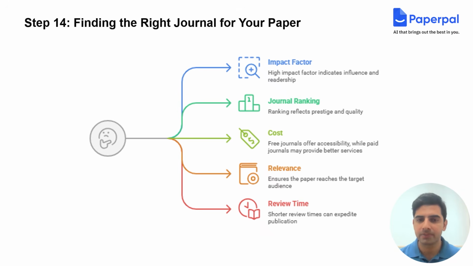The journal ranking, is it Q1, is it Q2, is it Q3? Then the cost, whether I have to pay money to have it published or not. Then another one is the relevance, whether this journal is relevant to the domain where I work or not. And lastly, the review time, how much time it's going to take for the journal to have the paper published. These are some of the factors which can help you determine which journal you should submit to.